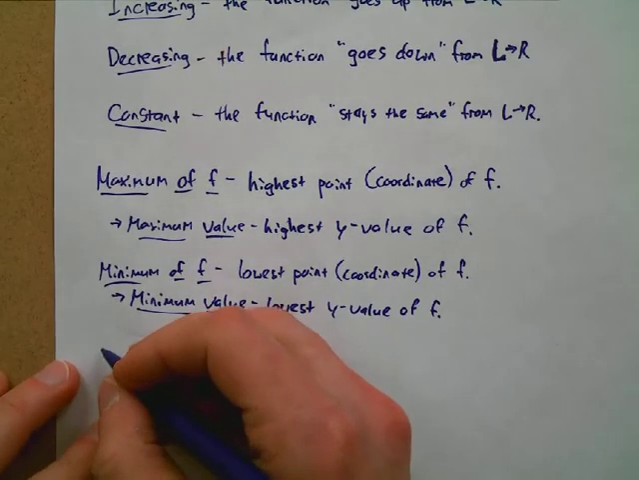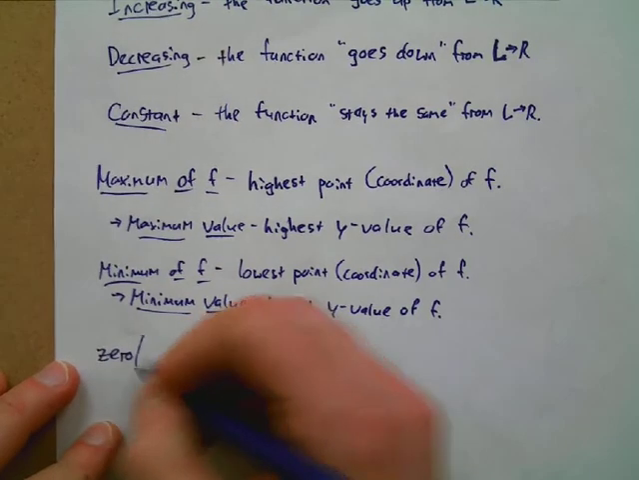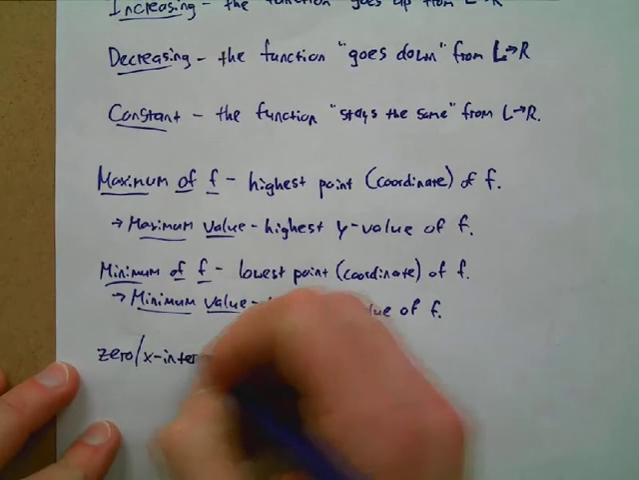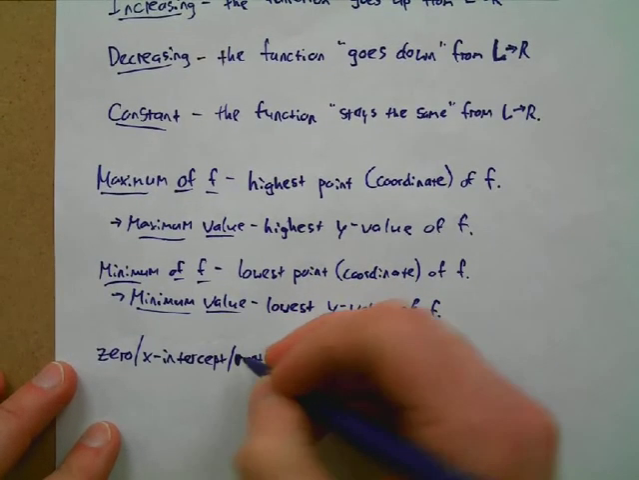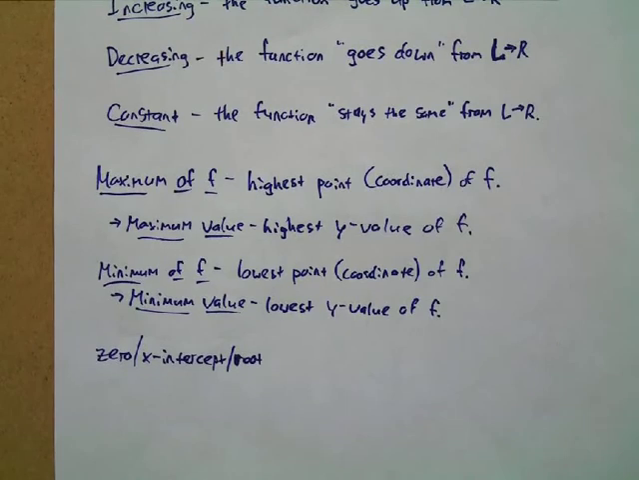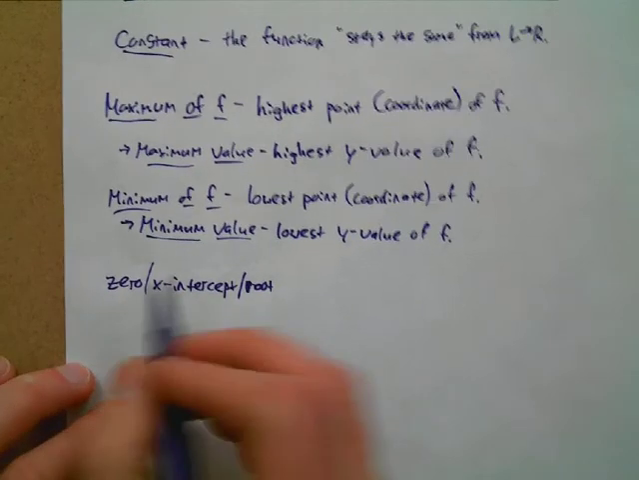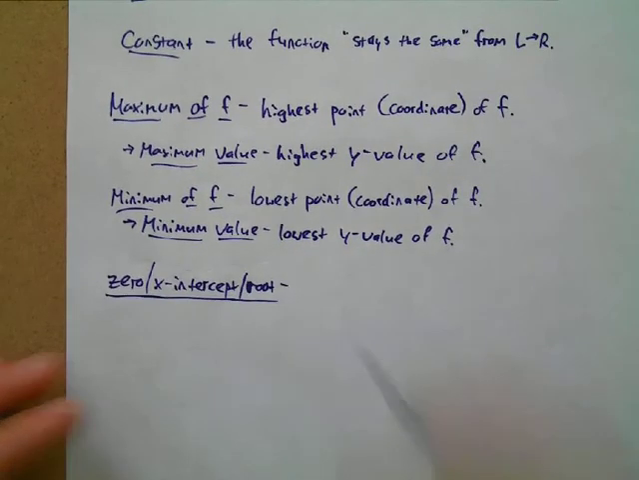Two more here. Zero, slash x-intercept, slash root. In math, the zero, the x-intercept, and the root are all synonyms. A synonym is what? They mean the same thing. Different words mean the same thing. You compare that to antonym, which are two words that mean the exact opposite thing. But here, zero, x-intercept, root all mean the same thing.